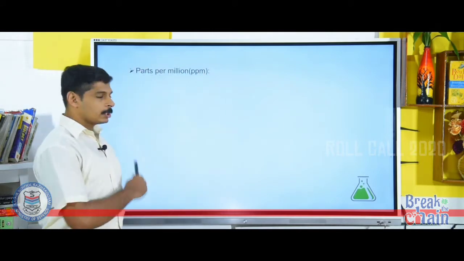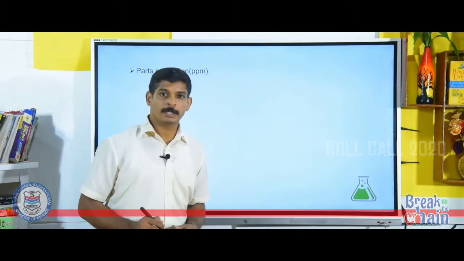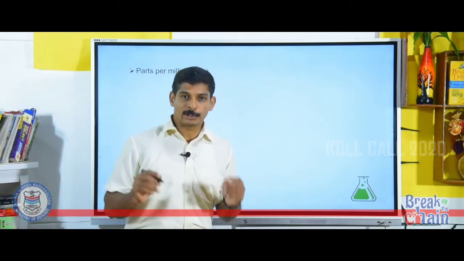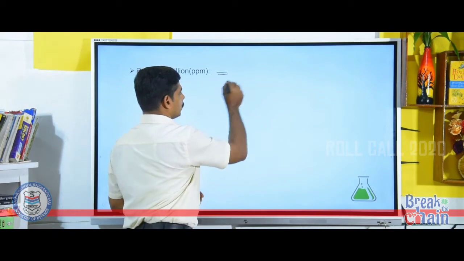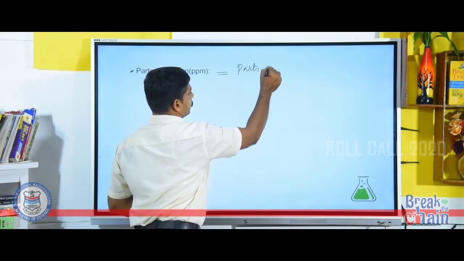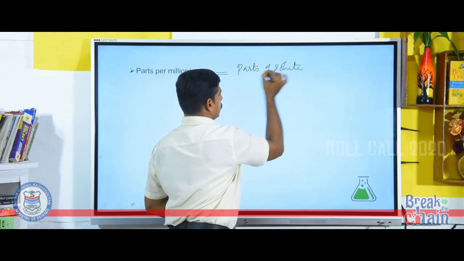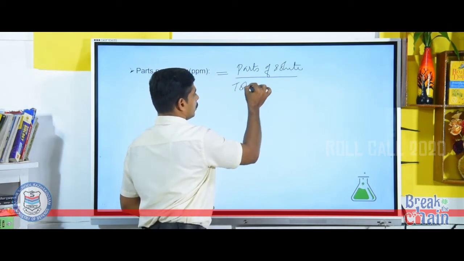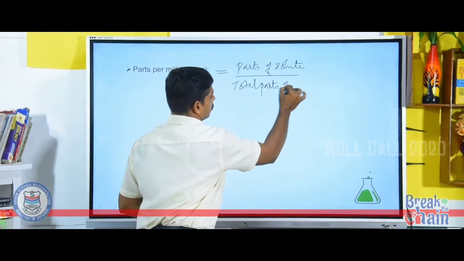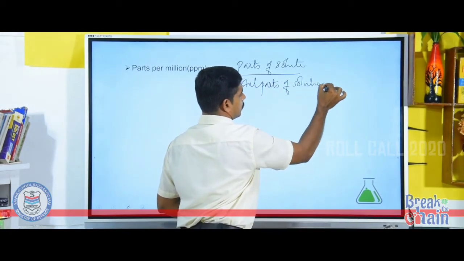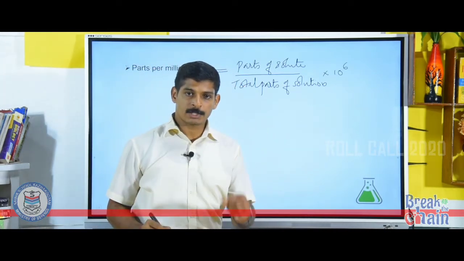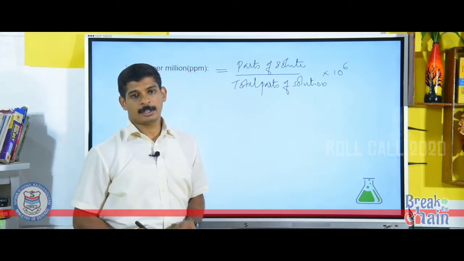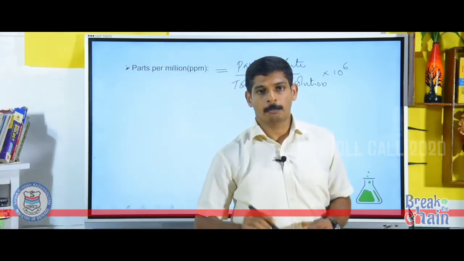Next we will be discussing parts per million. Parts per million is nothing but the number of parts of the solute present per million parts of the solution. That means you can write parts per million is equal to parts of solute divided by total parts of solution, into 10 raised to 6. That is, for every 10 raised to 6 parts of the solution, how many parts of the solute are present in it is given by parts per million.